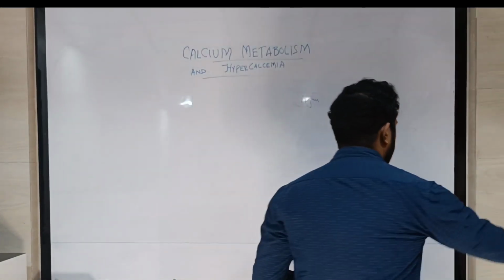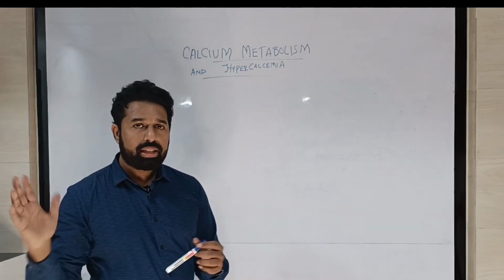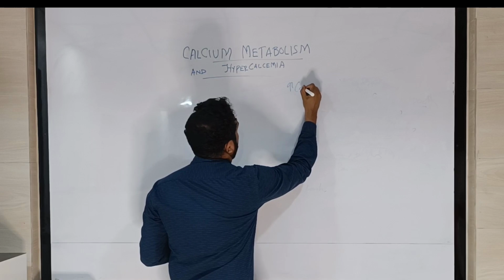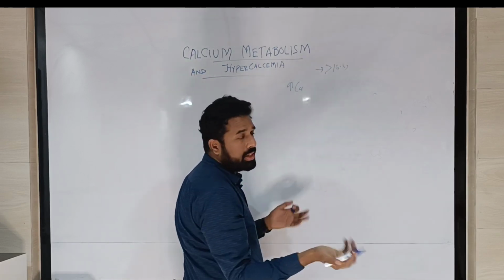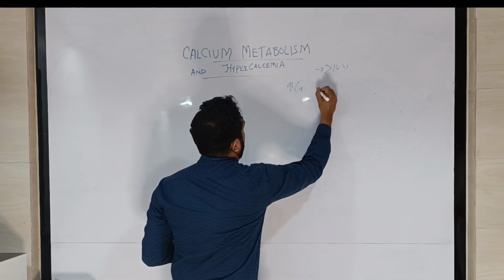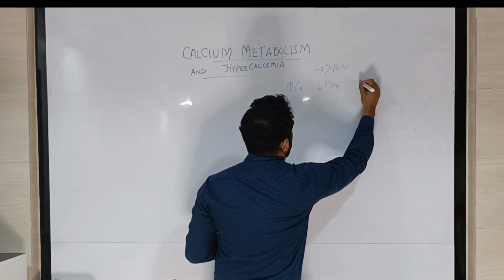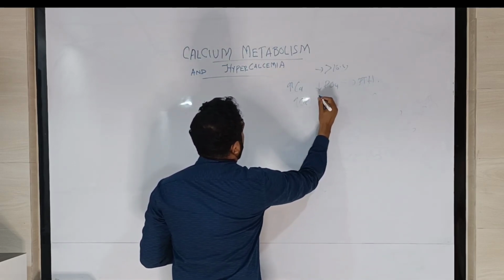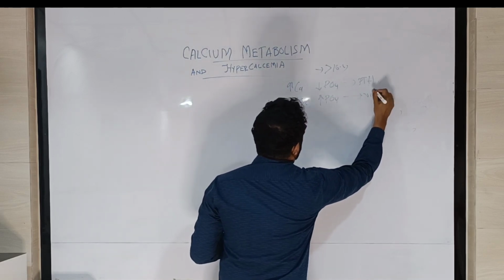Now, let us write about the various combinations that are possible. Initially, you have found the corrected calcium is more than 10.4. You also send along with it phosphate. If the calcium is high and phosphate is low, I told you it is related to parathormone. If the calcium is high and phosphate is also high, it is usually associated with vitamin D.